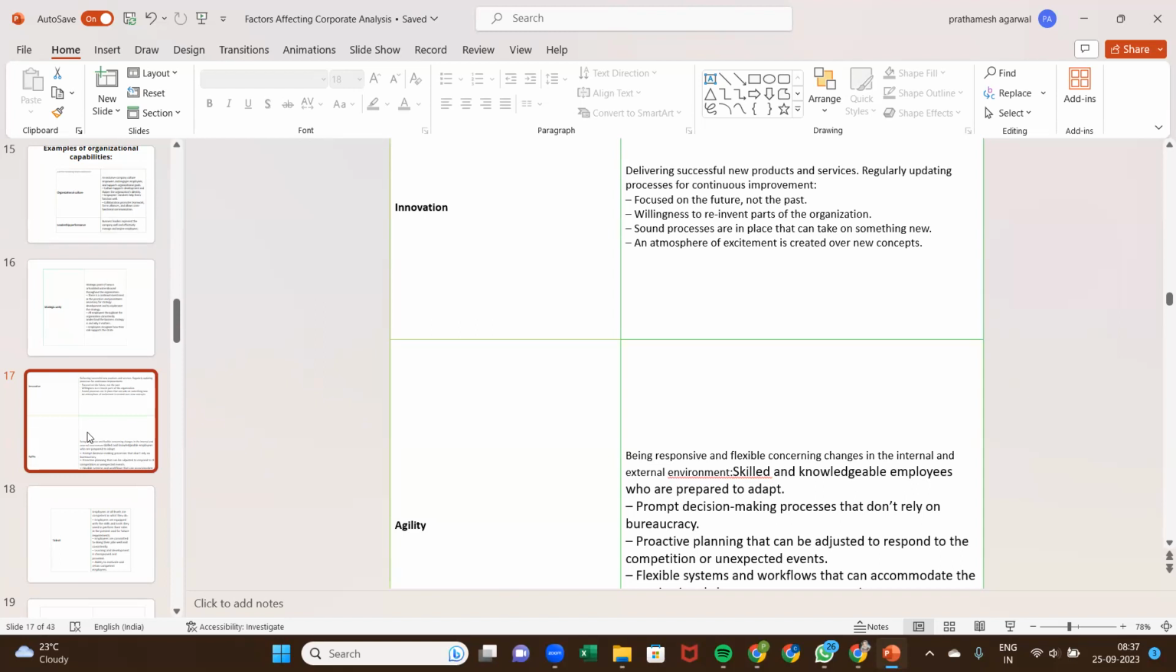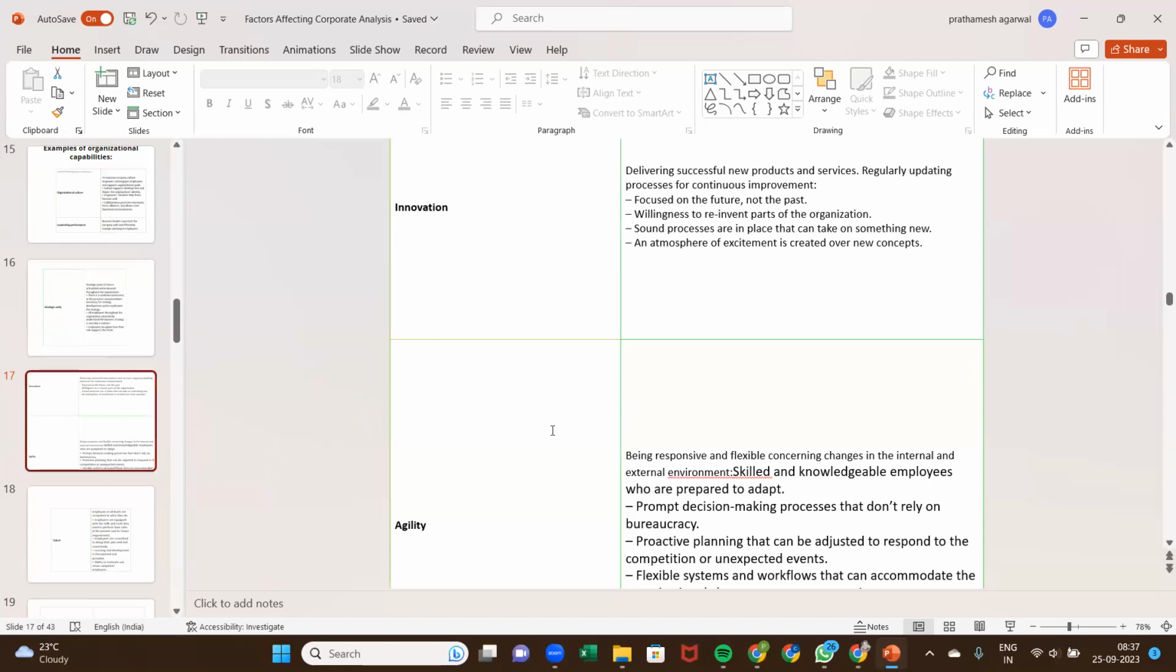Then an atmosphere of excitement is created over new concepts, right? Like, okay, we are there, we are going to learn something new. Something new is coming in our way. So you should be prepared for learning new things.